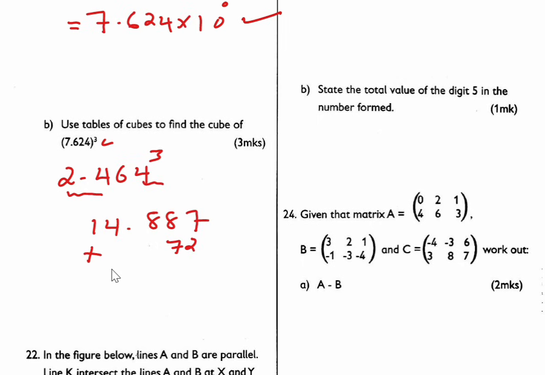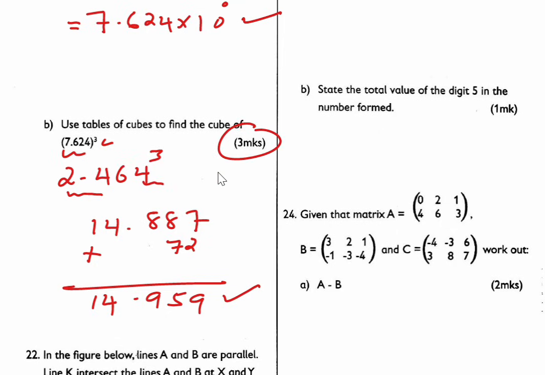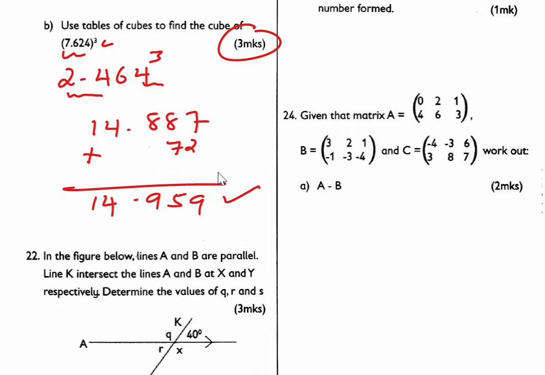So we add the two numbers. 7 plus 2 is 9. 8 plus 7, 15. Carry 1. 8 plus 1, 9. Then we have 14. So the cube of 2.464 is 14.959. Kindly try for 7.624 and see if you're going to get those 3 marks. Thank you for your responses. I'm waiting for your responses.